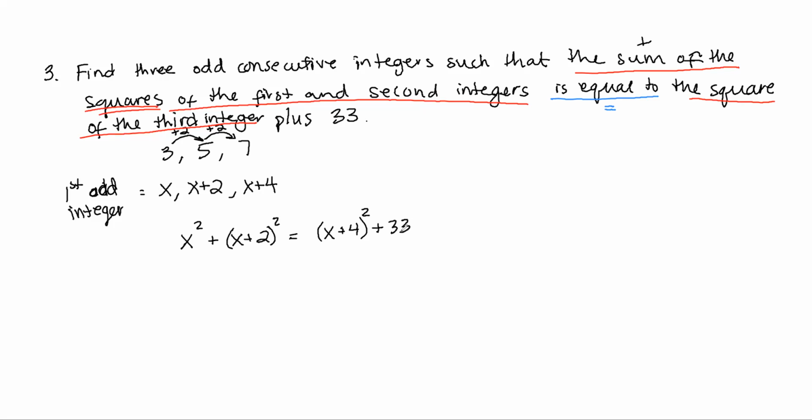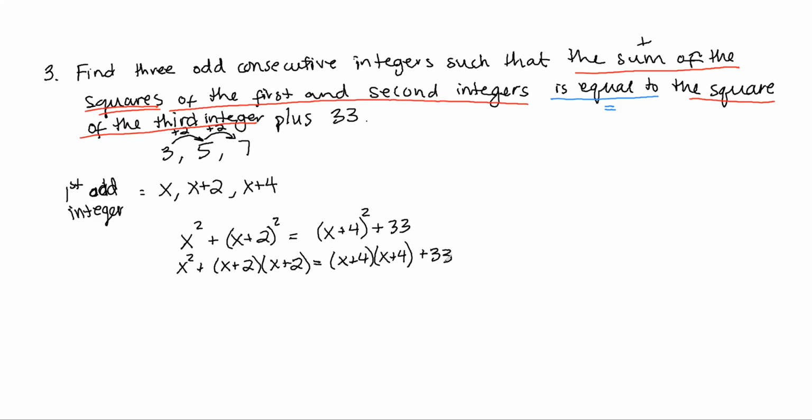So if I go ahead and square these two expressions here, you want to be really careful because we can't just square each of these terms. Remember that squaring means that we are taking whatever number or expression that we have and we're multiplying it by itself. So x plus 2 times x plus 2. Same thing on the right, x plus 4 times x plus 4. And then plus 33 at the end.